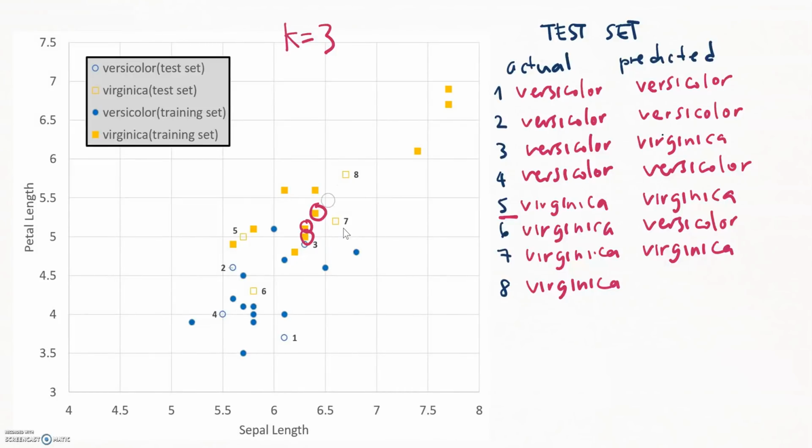And let's look at record number 8, which is over here. Right, so its 3 nearest neighbors are probably this record. By distance, probably this one is nearer, and this one. So its 3 nearest neighbors are all virginica.